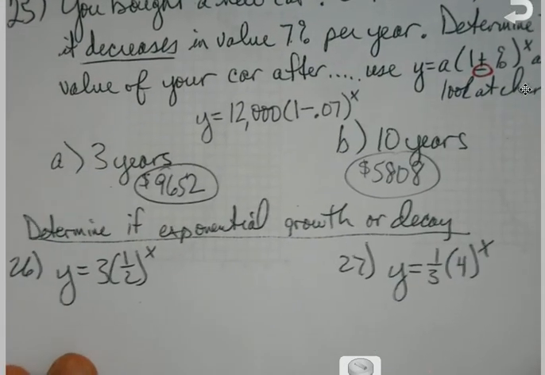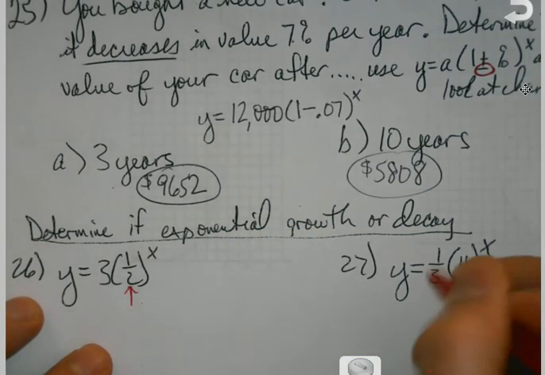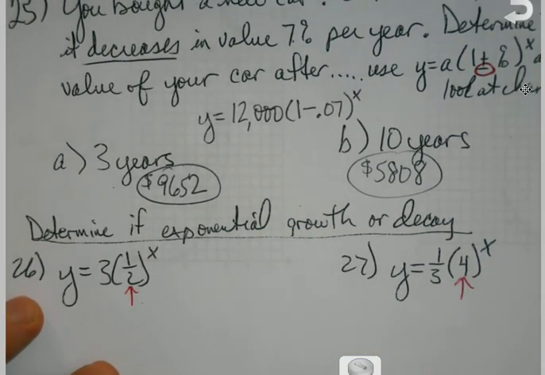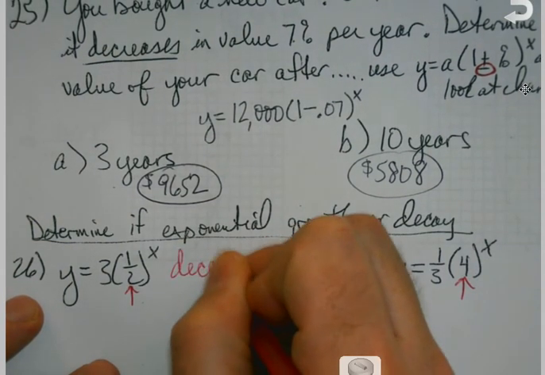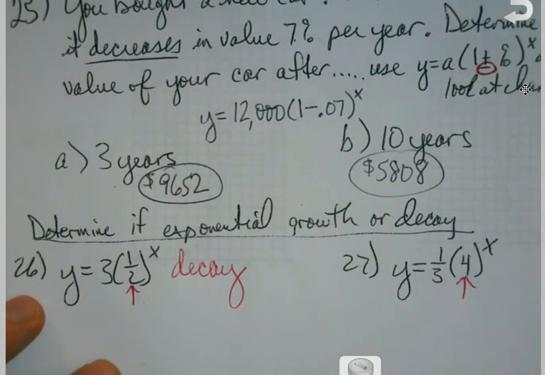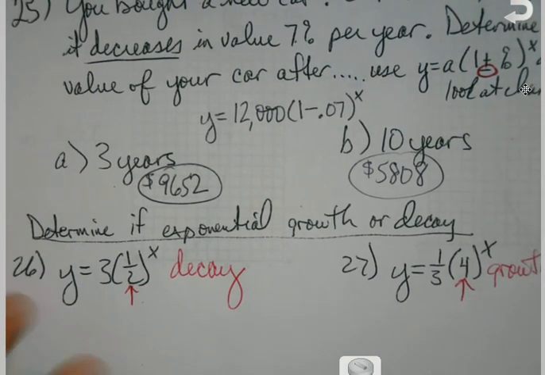And then the last one, determine if it's growth or decay, no graphing. I suppose you could type it in the calculator, but at this point I think we know. Less than 1, decay. Greater than 1, growth.